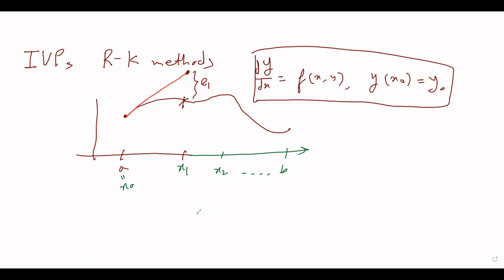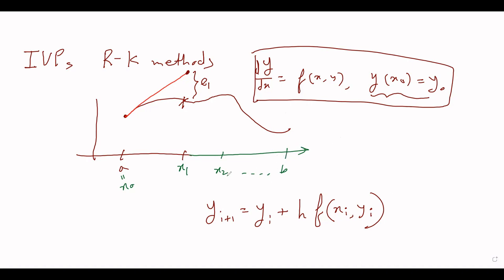And the equation for Euler's method was y i plus 1 is equal to y i plus h times f of x i comma y i. And we can start the process from x naught because we know the exact value of y at x naught. Now, we are going to propose a further modification in this equation. Let's see how we do that.